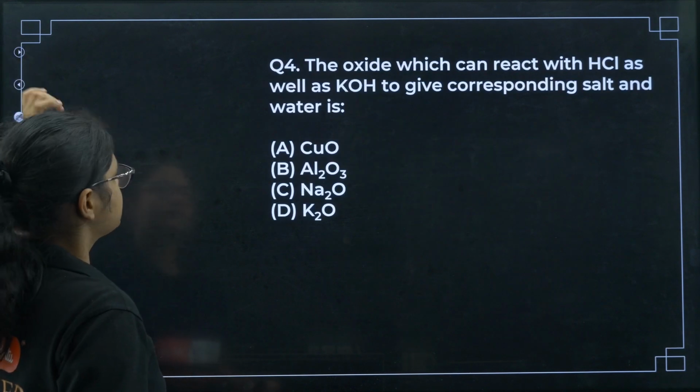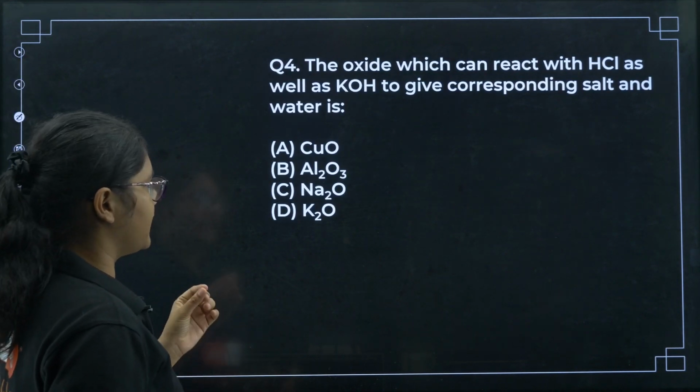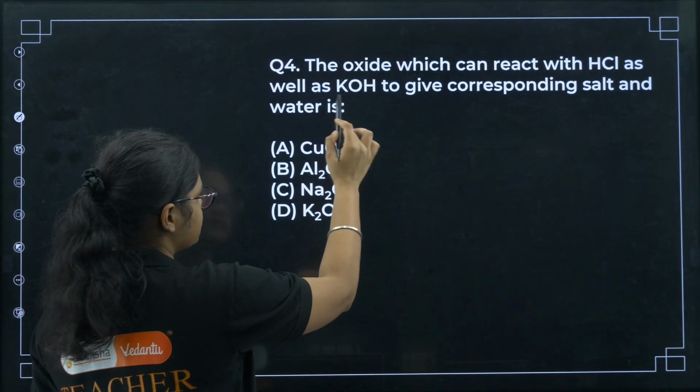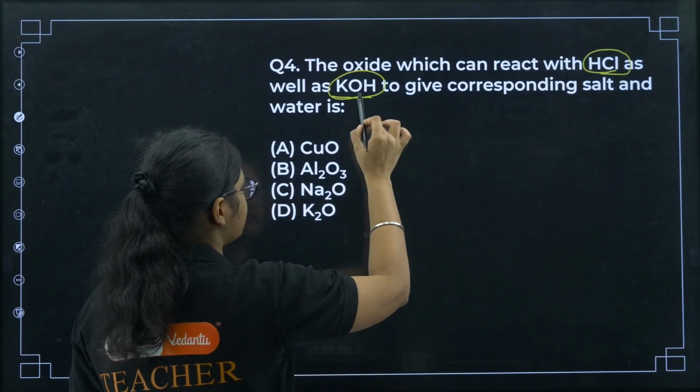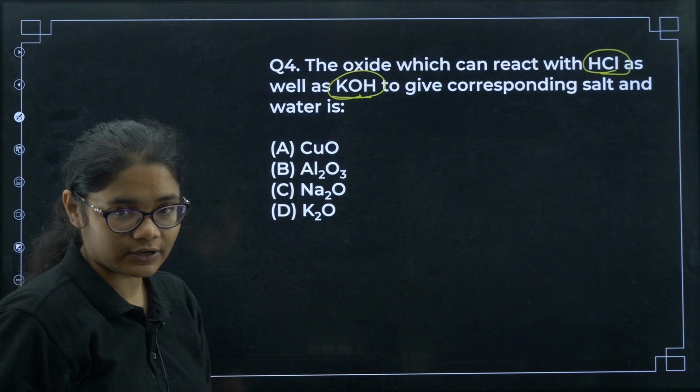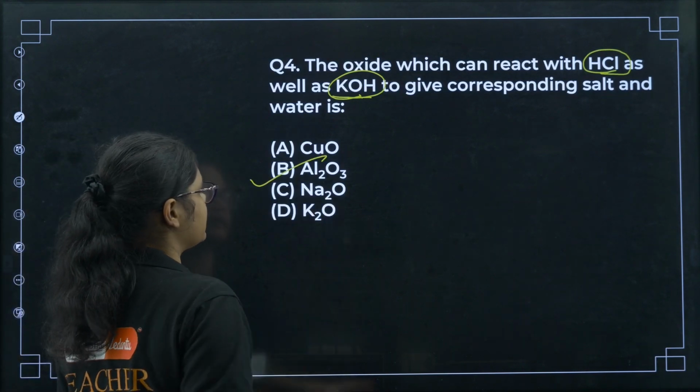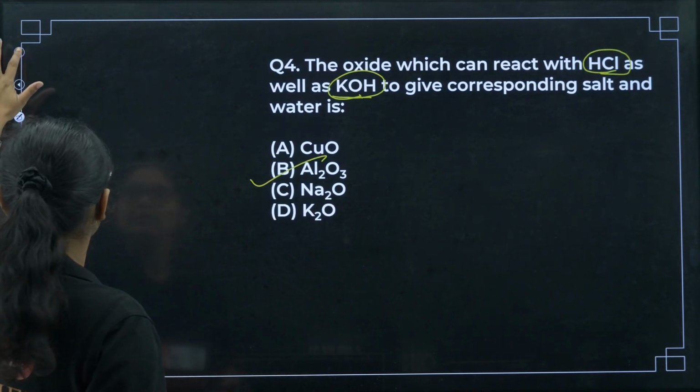Next, the oxide which can react with HCl as well as with KOH, means it can react with an acid as well as with a base. So it has to be an amphoteric oxide, which is aluminium oxide, that is option number B.